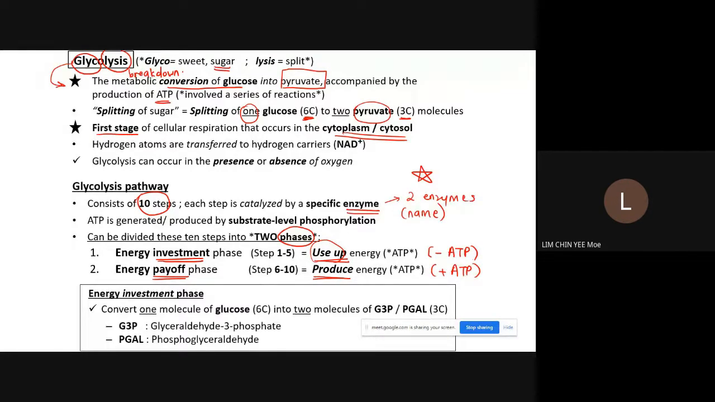Invest, you bayar dulu. That's why you use up the energy first. You keluarkan benda tu dulu. Tapi energy pay off means you dapat balik. The energy is paid back to you. That's the meaning of pay off phase. So ini untuk produce energy. So first, you have to use it first. And then lepas tu baru dia boleh produce the energy. Mesti ingat dua phases ini sangat penting. Is that okay?